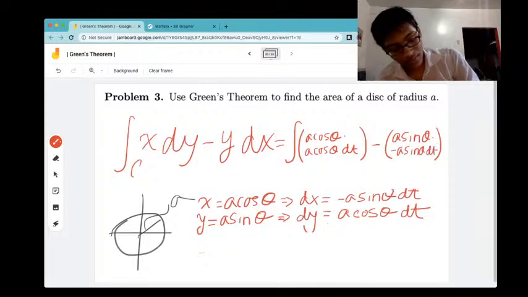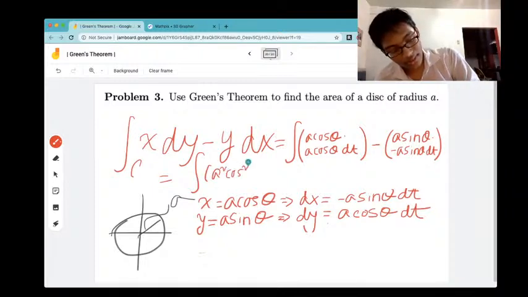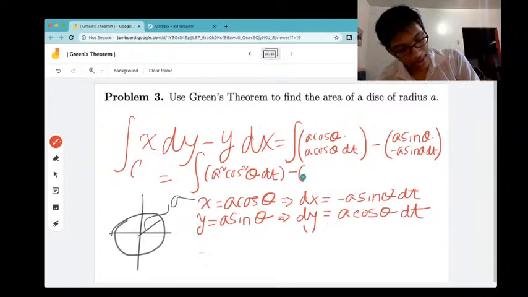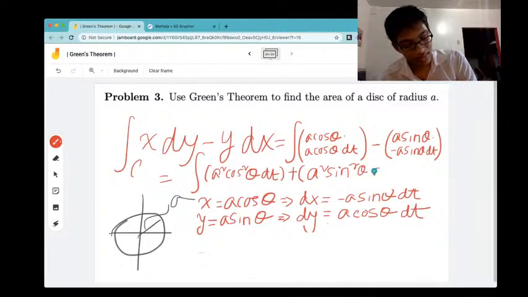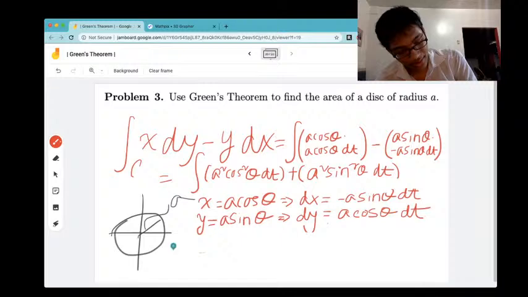Now what does that equal? Well, that equals quite simply once again the integral of a squared cosine squared theta dt minus, the minus cancels out, so plus a squared sine squared theta times dt. Now hopefully you're seeing what I'm seeing here, because I see some great stuff. Great opportunity right here.